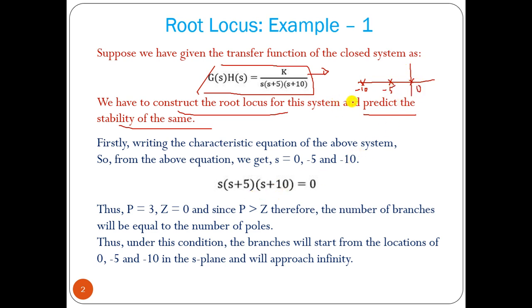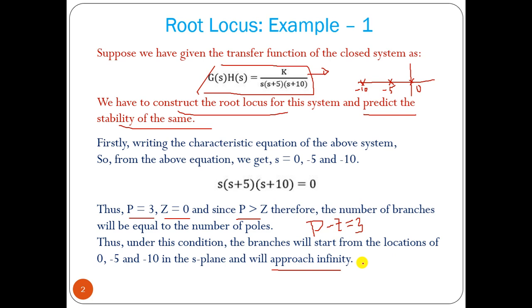Now in that case, p equal to 3, finite zeros is 0, so p greater than z, so the number of branches will be equal to the number of poles, so 3 branches should be there. And here the number of asymptotes is p minus z, so that should be 3, right? That means all those 3 poles should approach infinity zeros along the 3 asymptotes.